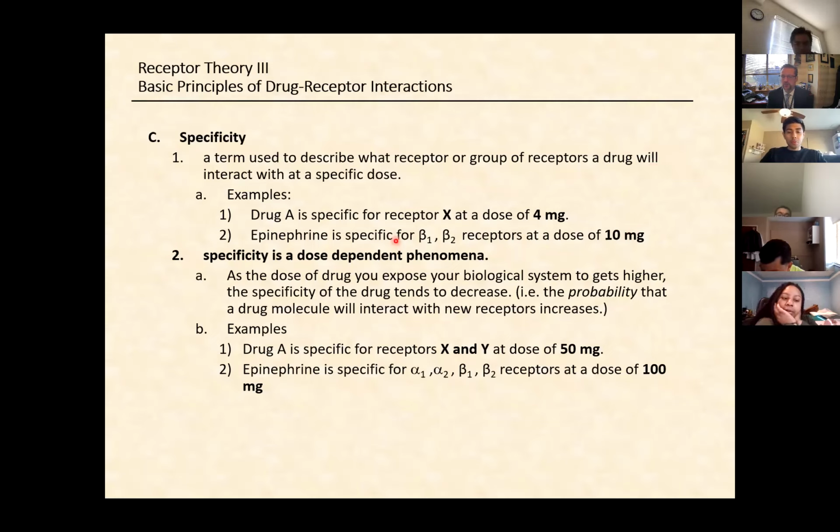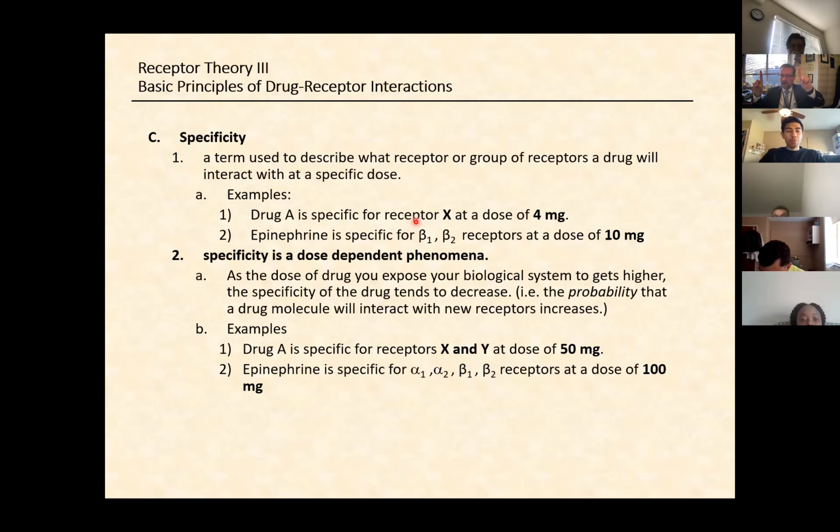Epinephrine is specific for beta-1 and beta-2 receptors at a dose of 10 milligrams. Okay, so let's take the epinephrine example here. Epinephrine can interact with adrenergic receptors, and there are two families of adrenergic receptors. We have alpha receptors and we have beta receptors. At 10 milligrams, what adrenergic family of receptors is epinephrine selective for? Alpha or beta? We saw that in the last example.